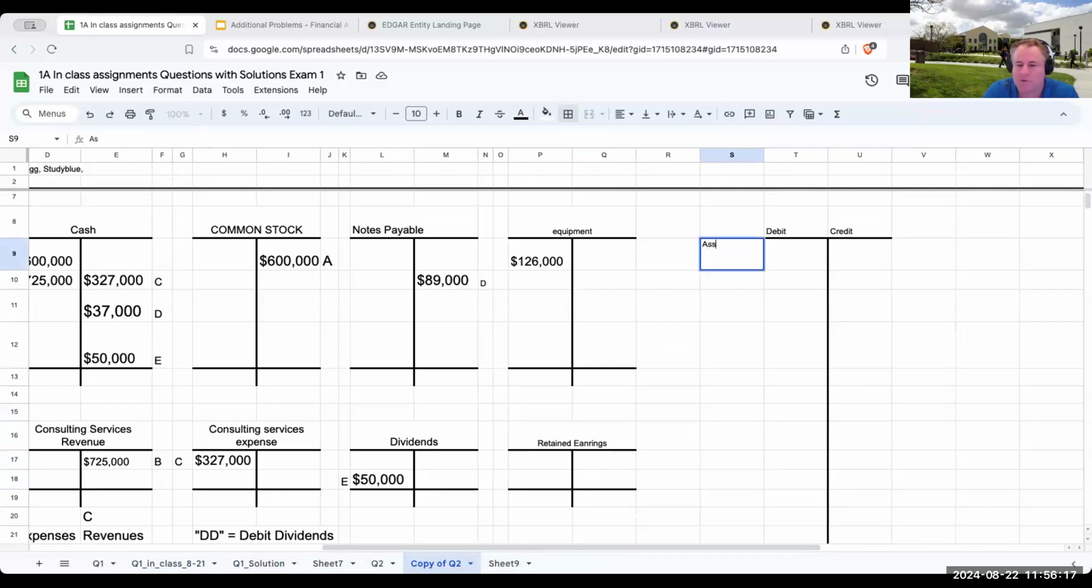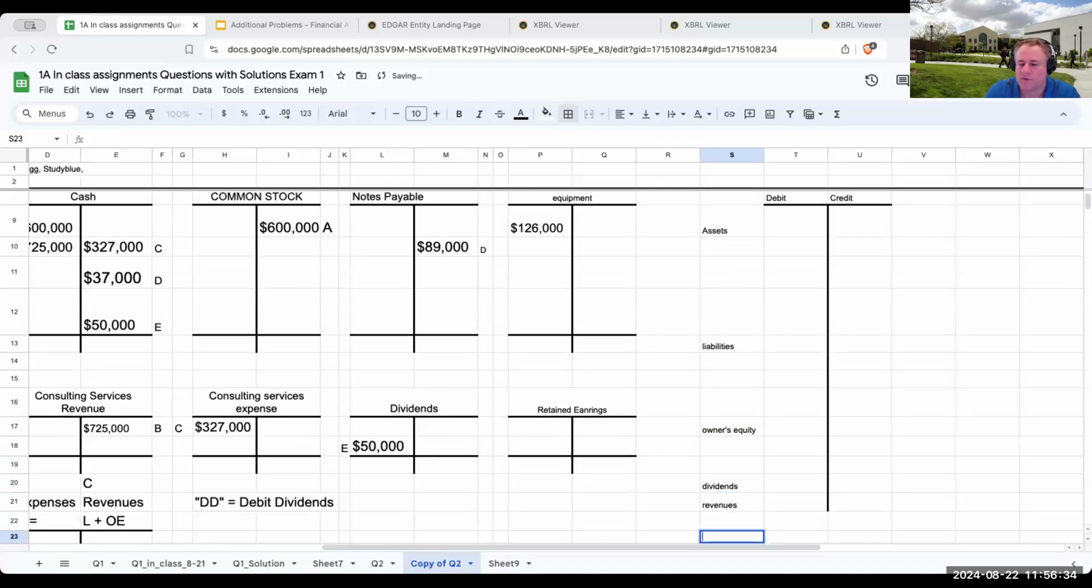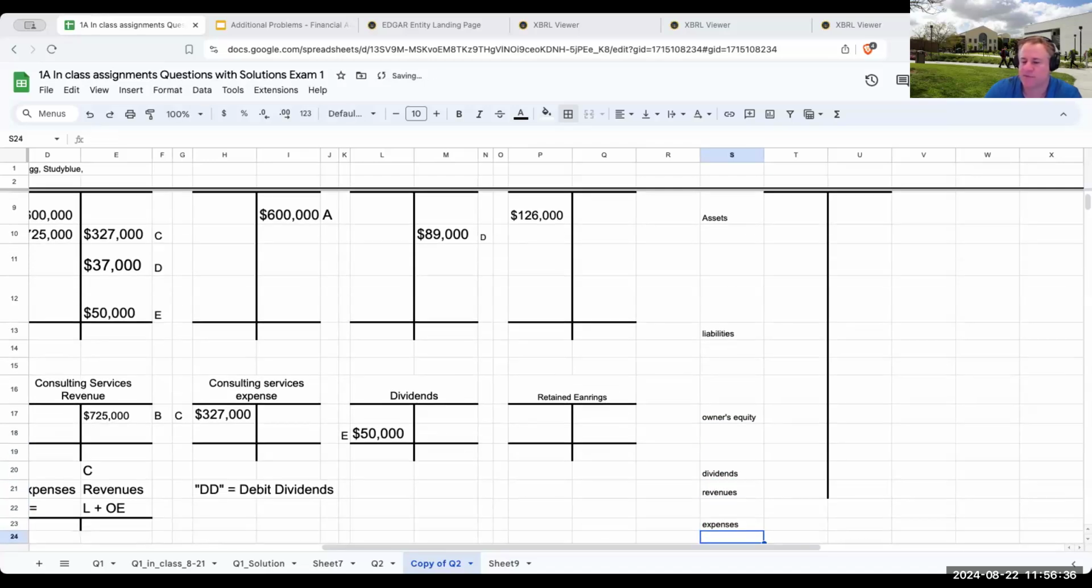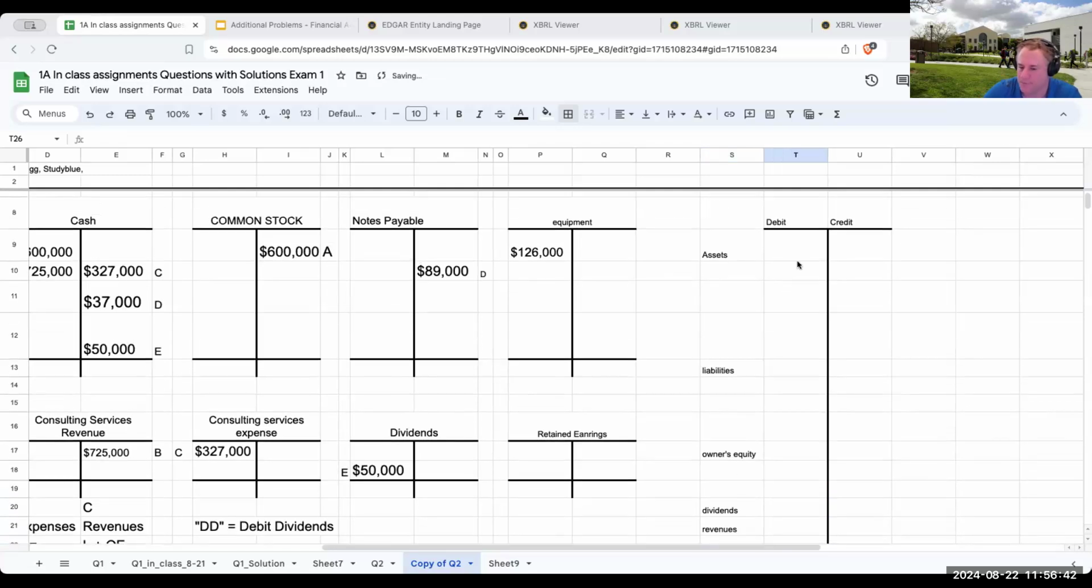But over here, we have assets. We're going to have liabilities. We're going to have owner's equity. We're going to have dividends. Then we're going to have revenues. And then we're going to have our expenses. Again, don't have to do it this way, but I'm going to show you why it's going to be really, really helpful. So for our assets, we have cash.